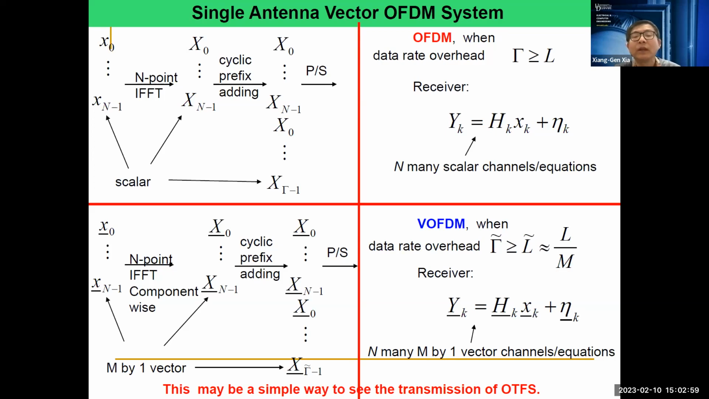Because of OTFS, people talk about the time varying channel. The time varying channel is complicated, notation wise it's complicated. However, if you only consider the transmission side, actually it's simple, okay?